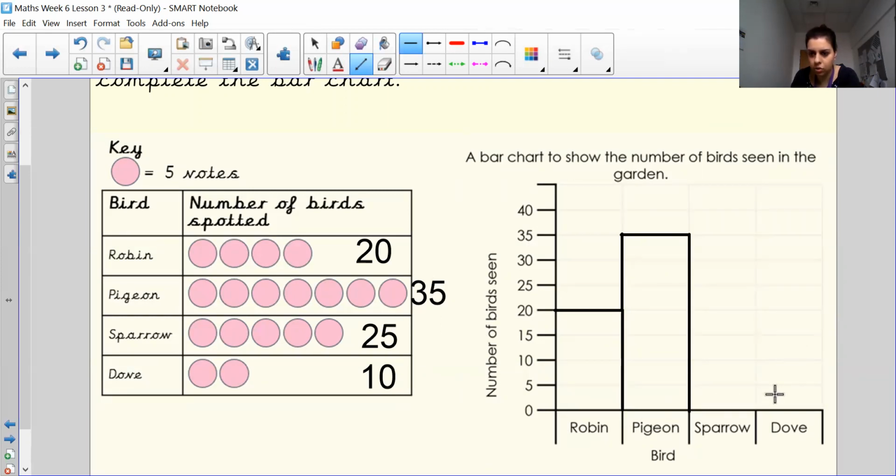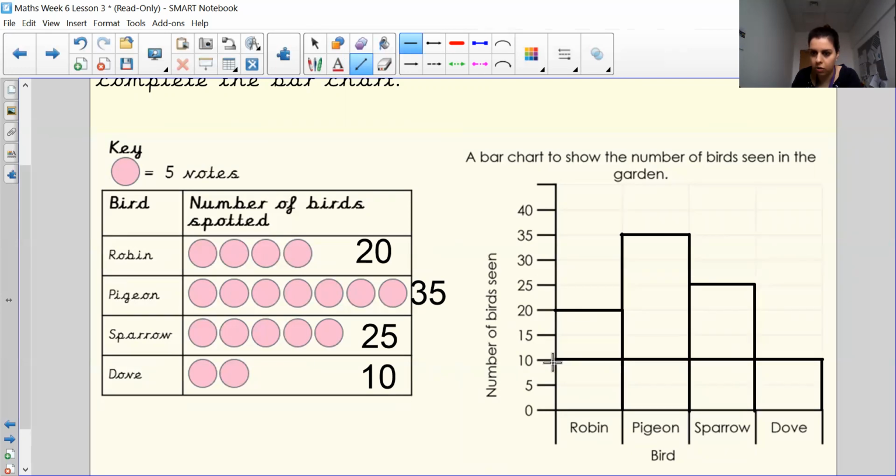25 now, so I'm going to draw mine now from 25. That's how many times a sparrow was seen. I'm going to draw it up to 25 and drop it there. I'm going to check that I'm happy with that. Yep, I'm happy with that. That is at 25. I'm going to draw my line going across, and again I'm going to stop it at that bar because if I carried on going it would go into the other columns. And then dove was 10, so I'm going to start from here, draw my line up to 10, make sure it's nice and straight, and draw my line going across.